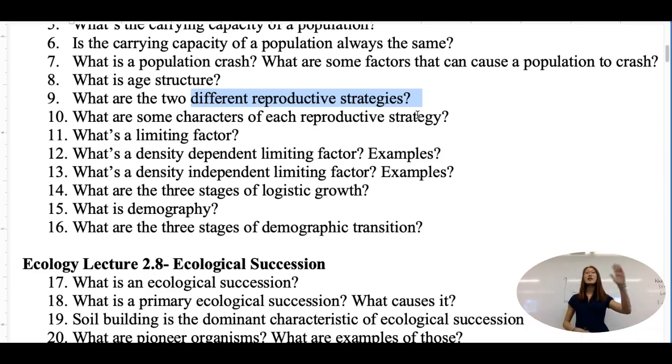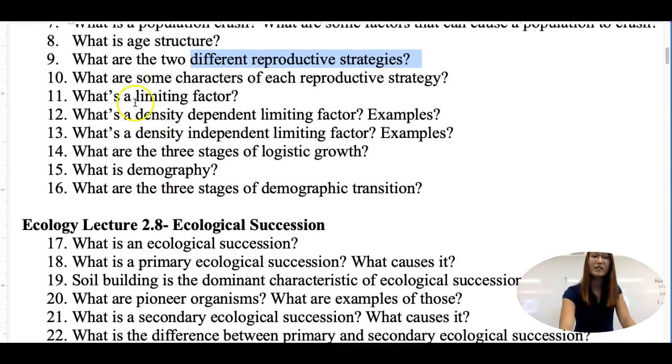In comparison, you have the K strategy where the offspring is very expensive. For example, if you had a horse, the horse offspring is very expensive. It takes a long time for those horse offspring to be made. You have very few of them, and it takes a long time. They're expensive, it takes a long time, and you don't have as many. So that's the K strategy.